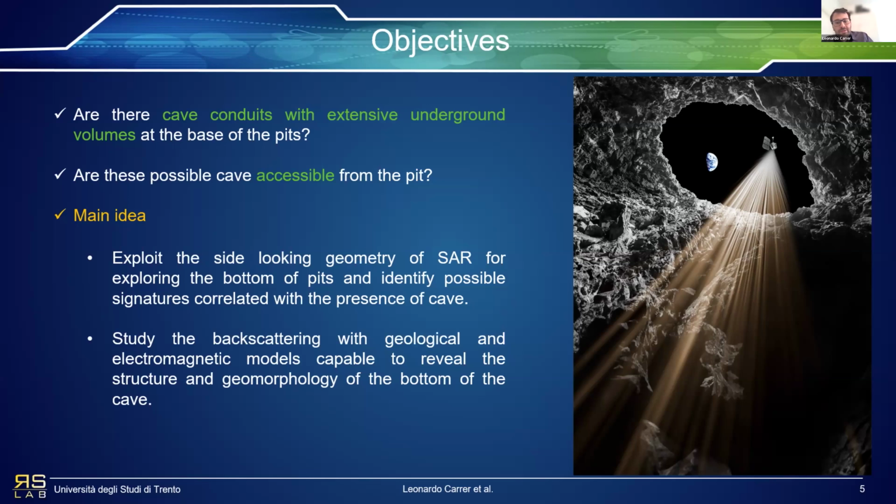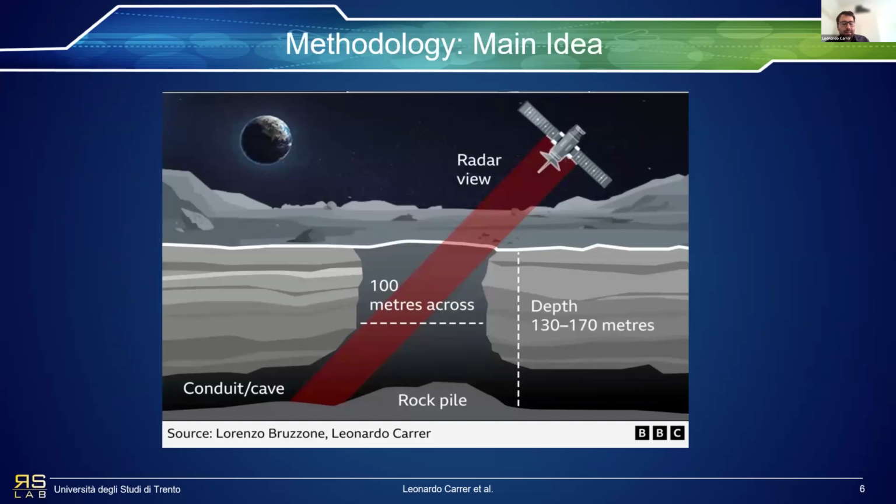What is nice for this application of synthetic aperture radar is that we can exploit the side-looking geometry. So the radar looks tilted on the surface, and maybe we can identify any possible signature from this tilted acquisition geometry. Then, from the image, the idea was to study the radar reflections coming from the pit, to understand whether we can infer some geological information and reveal the structure and geomorphology of the bottom of the pit.